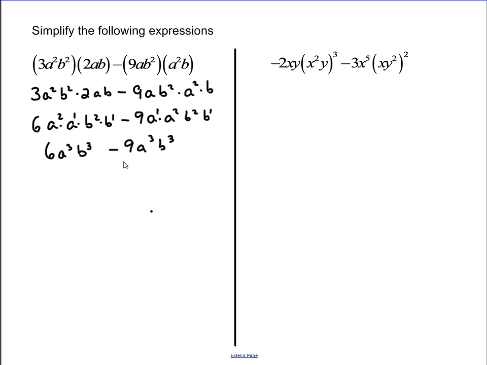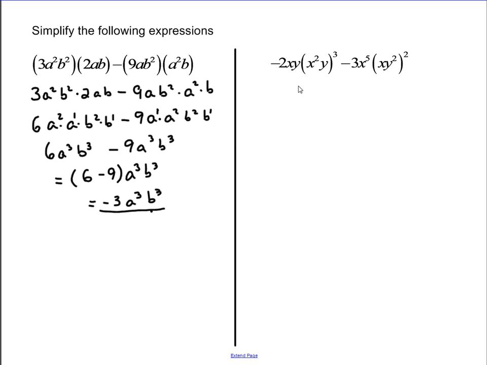And now it does look like we have like terms, and if we add like terms by adding their coefficients, this is really almost the same thing as saying 6 minus 9 times a cubed times b cubed. And if we treat it that way, we know that we end up with negative 3 a to the third times b to the third as our result.